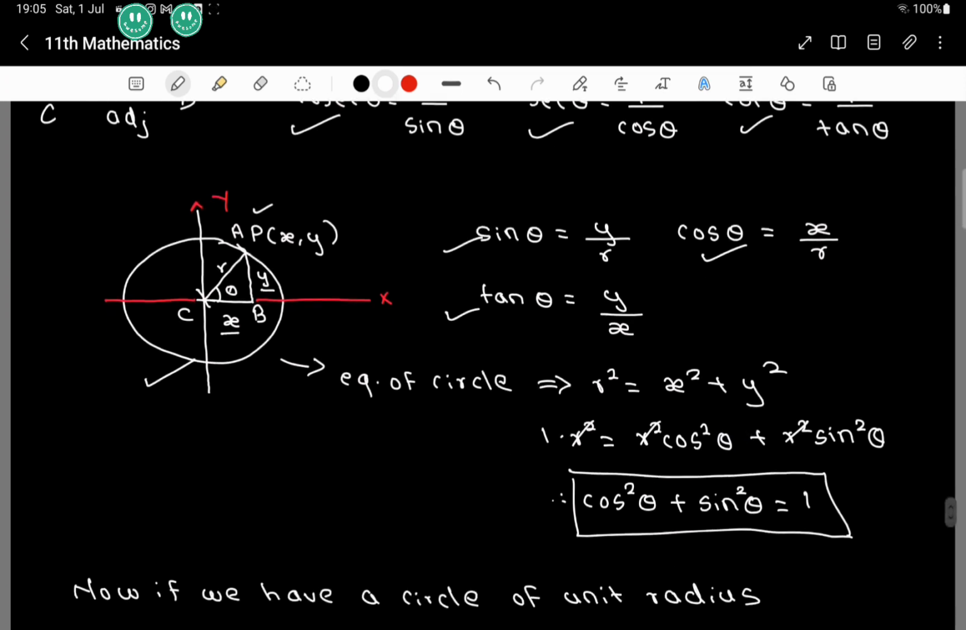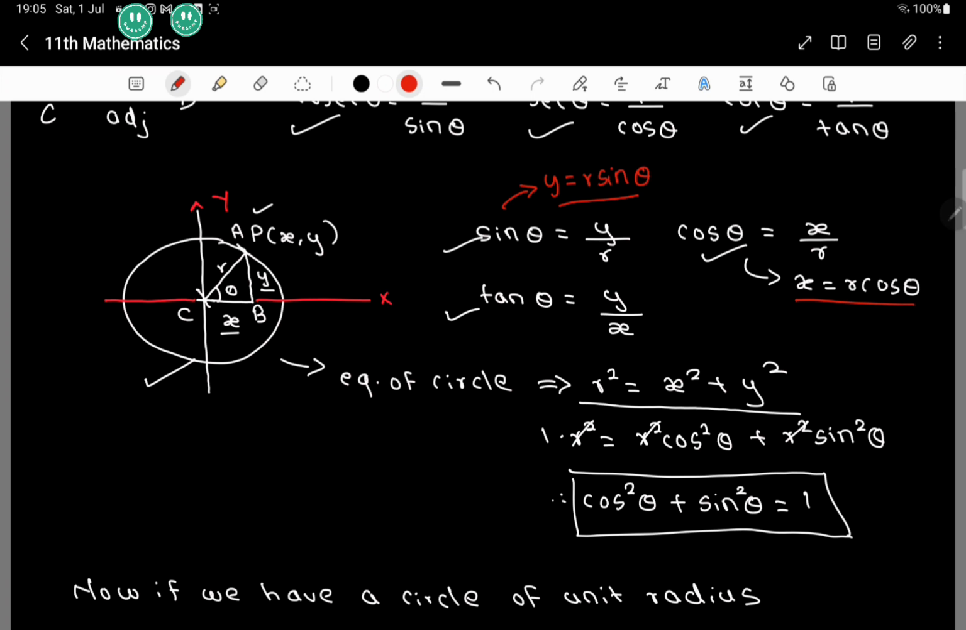Okay, now we have a circle over here on the left hand side, the circle on which we considered the point with coordinates x and y. Now we know that the equation of the circle is radius square equals x square plus y square. In that equation, we can substitute x equals r cos theta and y equals r sin theta. So we have y equals r sin theta and x equals r cos theta.